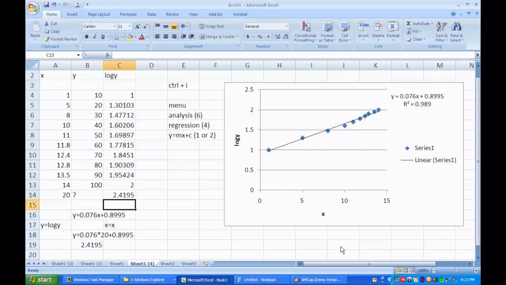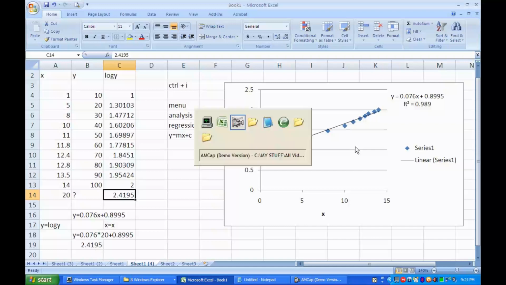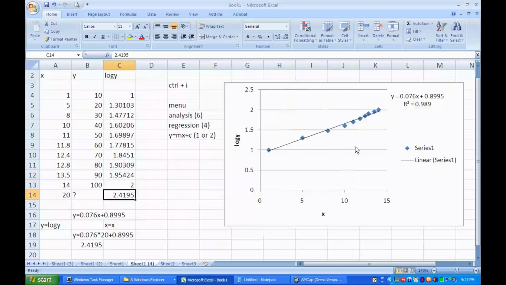And if you were to put that point onto your plot here, it should go exactly where the line is. But the question didn't ask you what is the log y value when x is 20, it asked you what is the y value when x is equal to 20. So, I'm just going to make sure I'm still recording. Looks good.